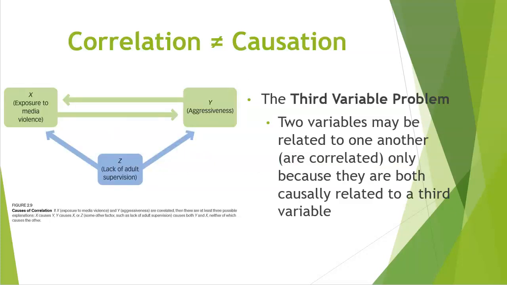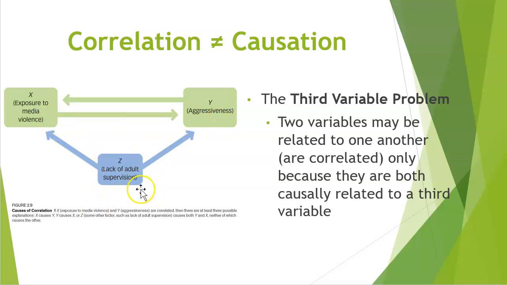So when we have a third variable problem, what we're seeing here is that two variables may be related to one another, but only because they're both causally related to a third. So here we have x and y, that's a correlation, but then we add in this variable z. And variable z causes both x and y.